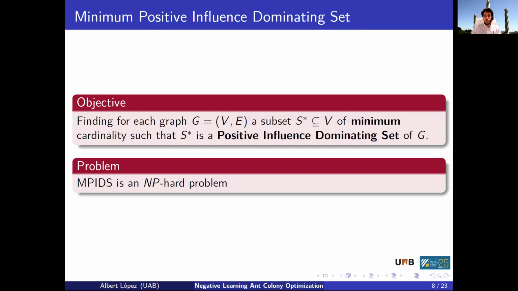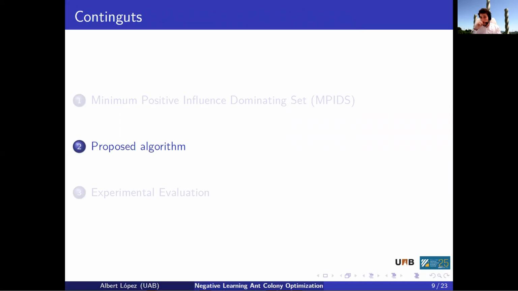That is, maybe we don't find the exact minimum cardinality set that verifies this property, but maybe we can find a set small enough that verifies this property and that satisfies most of the requirements of the applications of these problems, such as its origin, which is campaigns for public health, or maybe marketing campaigns, and so on. And let's move on to the proposed algorithm.